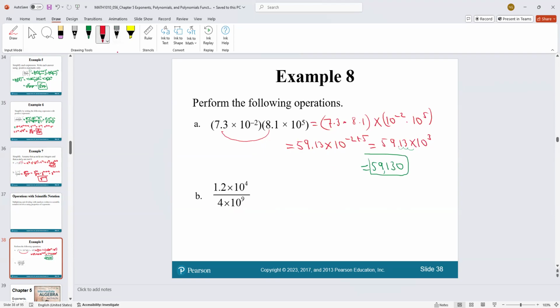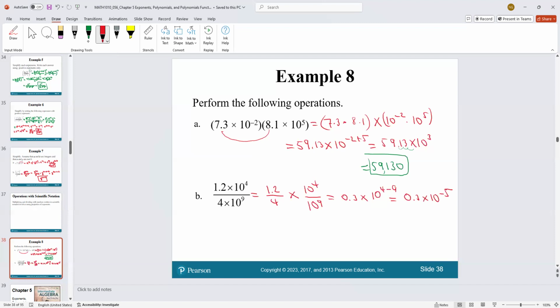Now, the next one. First of all, we can perform the divisions separately. For example, we can do 1.2 divided by 4, times 10 power 4 over 10 power 9. When we divide 1.2 by 4, it gives us 0.3 times 10 power, what again? 4 minus 9. So it gives me 0.3 times 10 power negative 5.